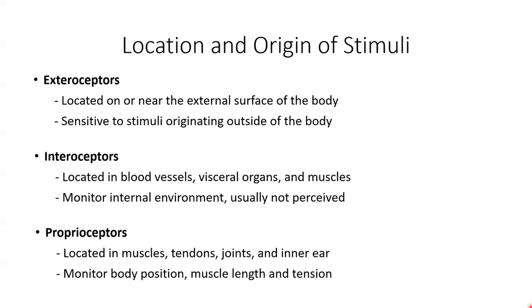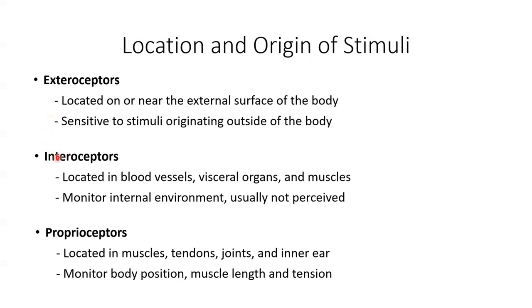Another way to classify sensory receptors is based on the location of the receptor and the origin of the stimuli that activate them. So we can have exteroceptors, which are located either at or near the external surface of the body. They are sensitive to stimuli originating from outside the body, and they provide information about the external environment. So exteroceptor, external environment. Our sensations of hearing, vision, smell, taste, touch, pressure, and pain are all detected by exteroceptors because those stimuli come from the external environment.